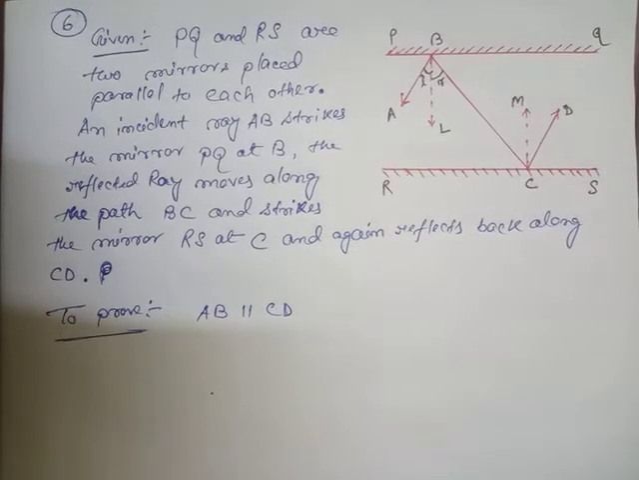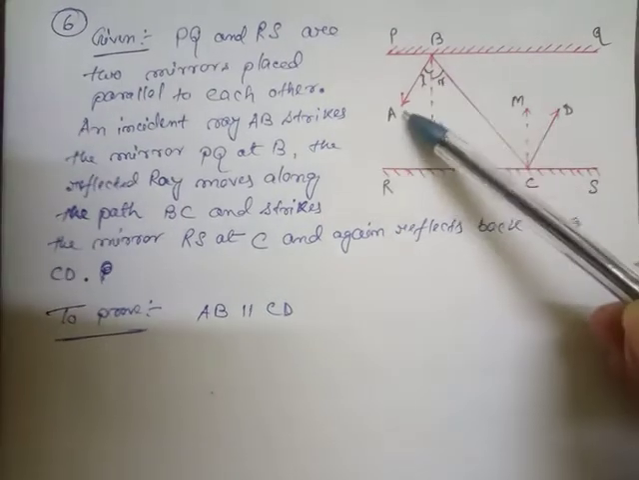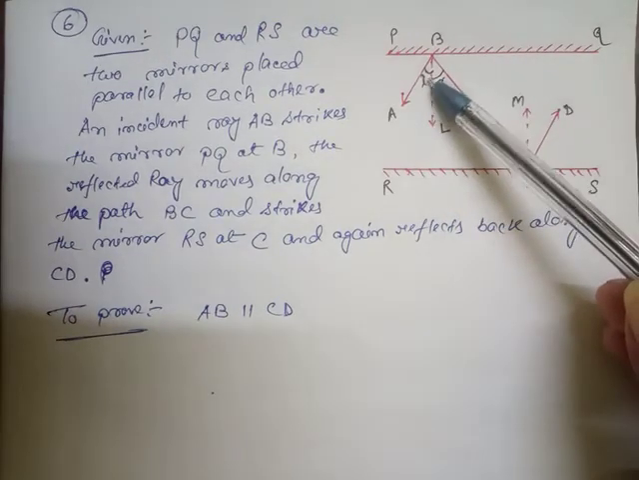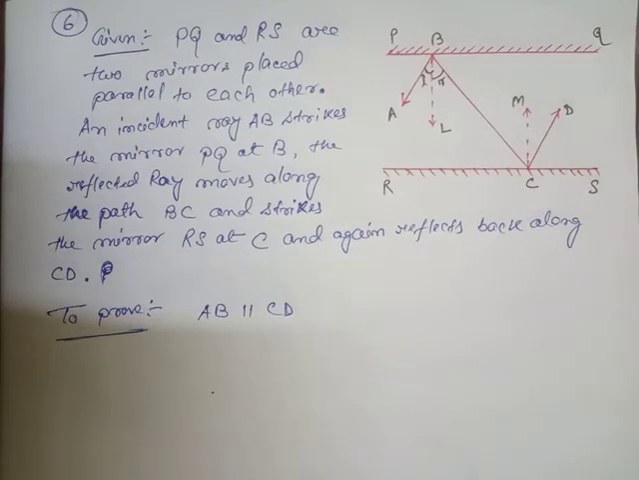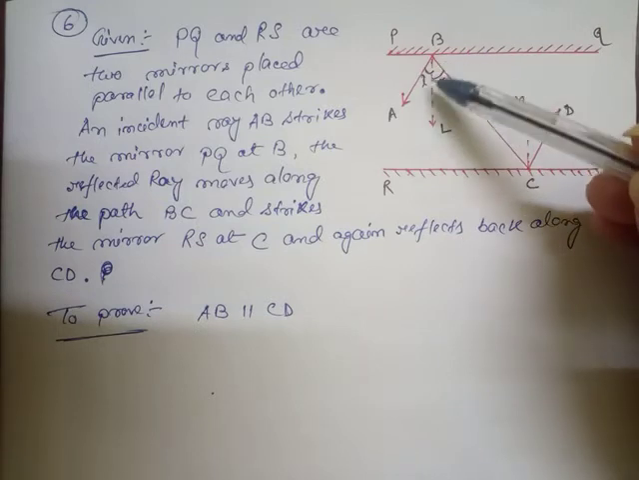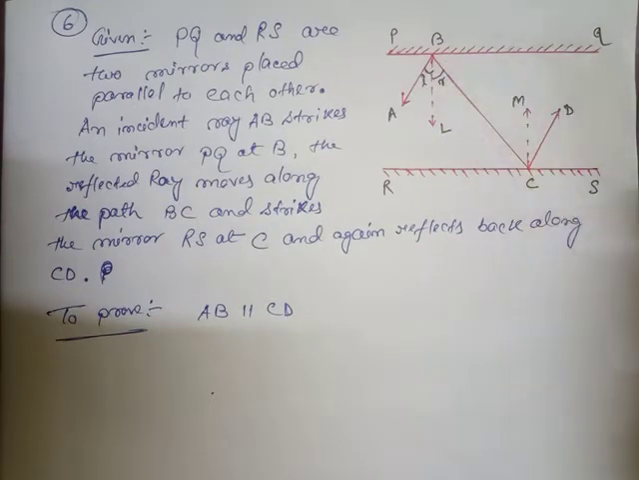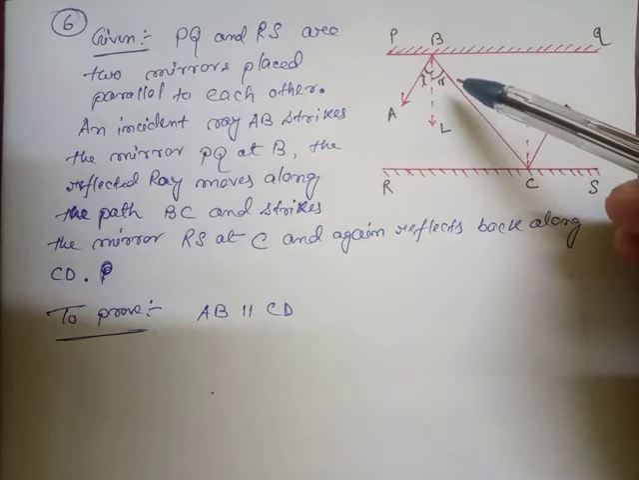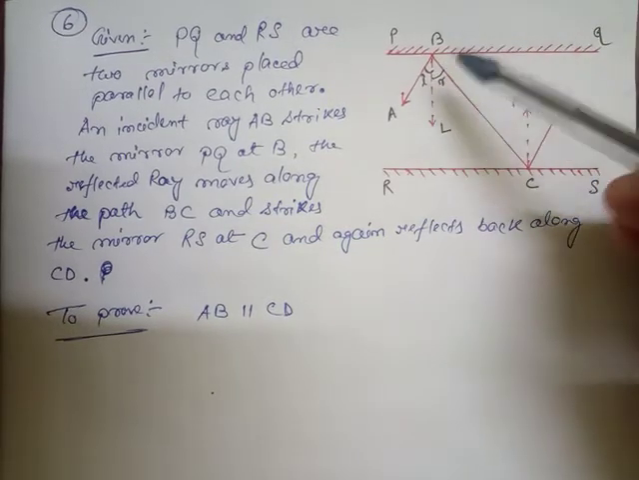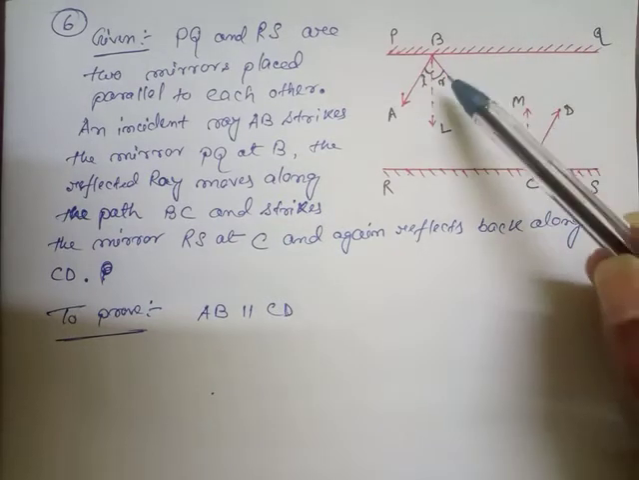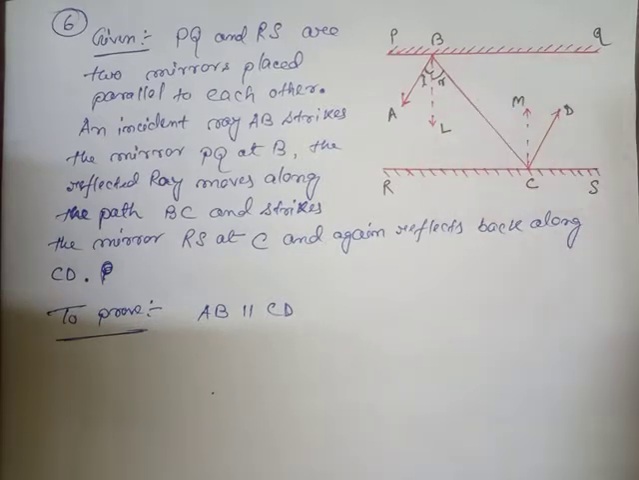The diagram, as you can see in the video, has the incident ray A. Here I have given I, meaning angle of incidence, and R, meaning angle of reflection. Now we have to prove that AB is parallel to CD. I have drawn here the normal. If it is an incident ray and there is a reflected ray, then between these two we can draw a line. It is called the normal. This is actually the concept of the law of reflection.